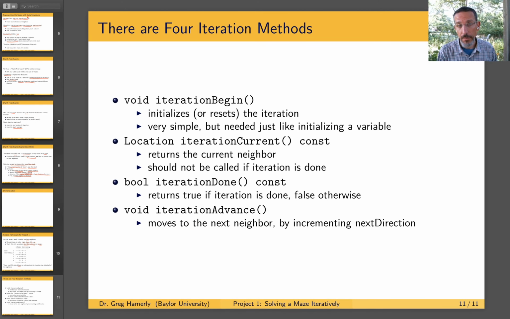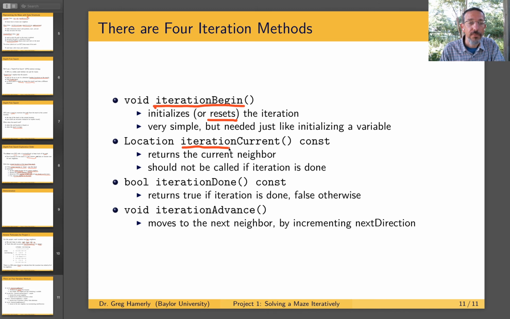Finally, I want to talk about the methods for iteration. There are 4 methods for iteration, like we saw when we talked about iterators in C++. There's an iteration begin method, and this initializes or resets the iteration. It's very simple, but we need it just like we're initializing a variable. If you want to iterate over all 4 neighbors of a location, you have to call iteration begin first, which sets the iteration state to the initial direction. It sets next direction to the initial direction, which is right.